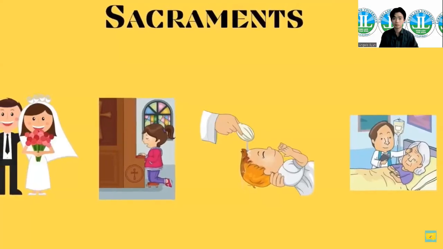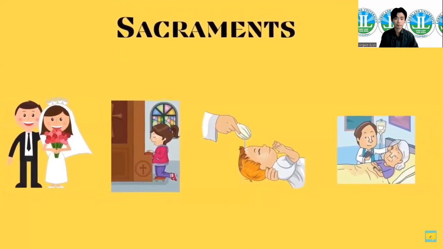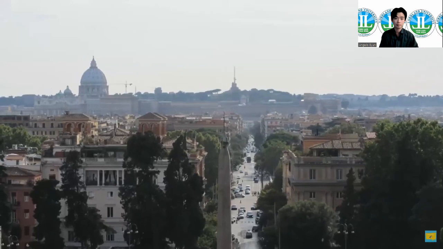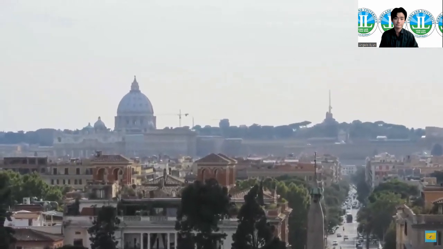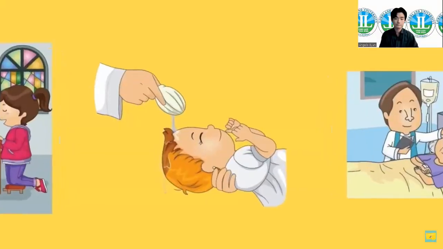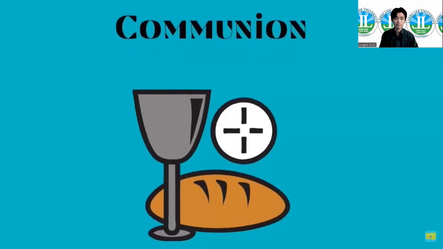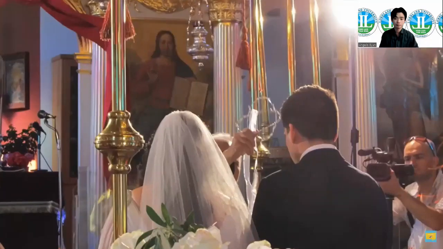The next term is sacrament. A sacrament is a Christian rite or tradition. There is some disagreement in the Christian Church on which sacraments are mentioned in the Bible, but I will focus on the Roman Catholic Church in this video. The 7 sacraments are baptism, confirmation, Eucharist, penance, anointing the sick, marriage, and holy orders.